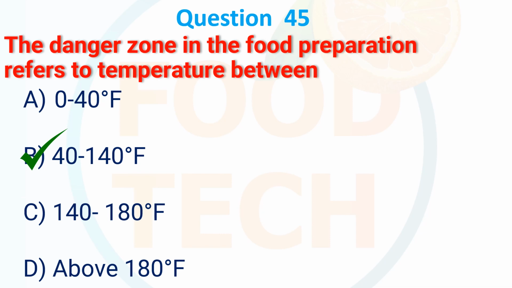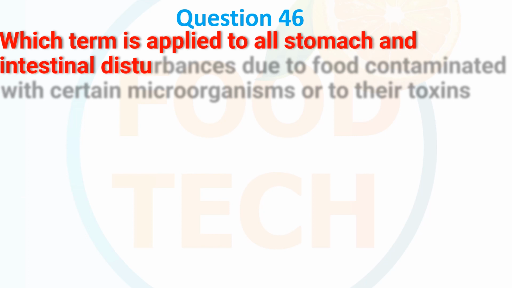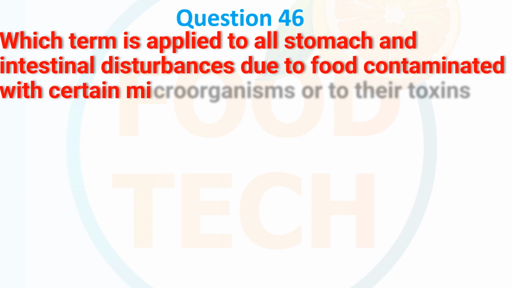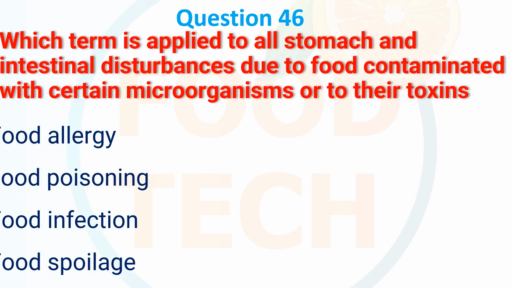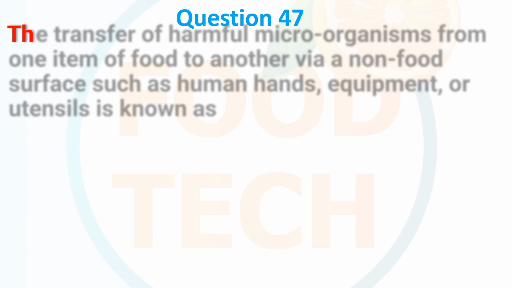Which term is applied to all stomach and intestinal disturbances due to food contaminated with certain microorganisms or their toxins? A. Food allergy. B. Food poisoning. C. Food infection. D. Food spoilage. The answer is B. Food poisoning.